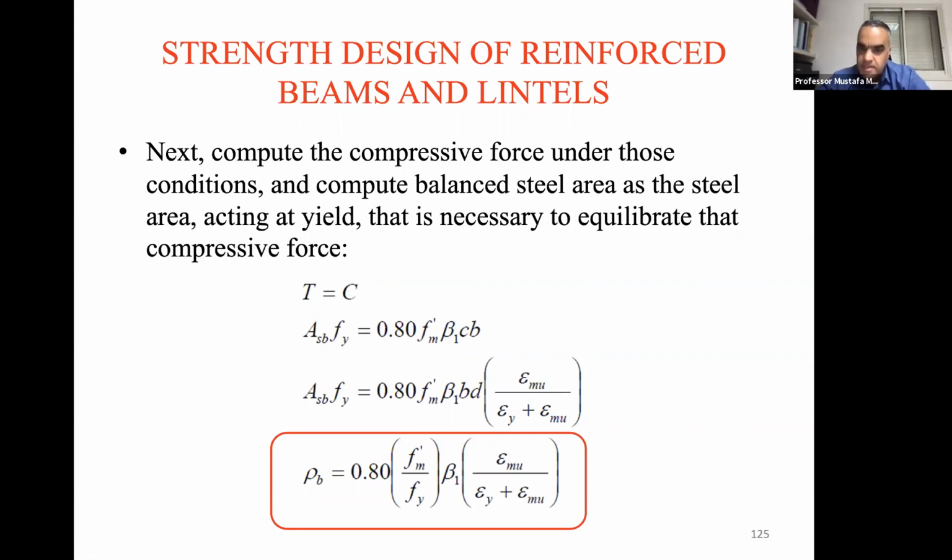It depends on F prime M, it depends on Fy for the steel. It depends on beta 1, which is in this case for masonry 0.8. It depends on the strains. If it's concrete block, 0.0025. And then if it's 60 ksi, epsilon y can be calculated, right? 60 divided by 29,000. And if it's a clay masonry, of course, you can use 0.0035. Now, once we have rho balance, we can select a rho that's less than that. So that makes it easier, okay?